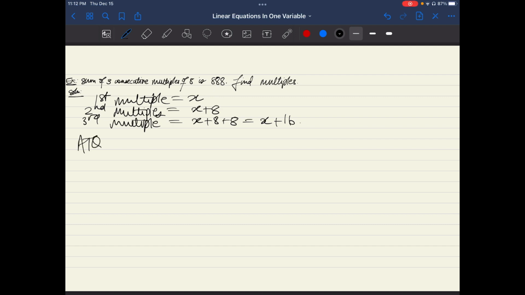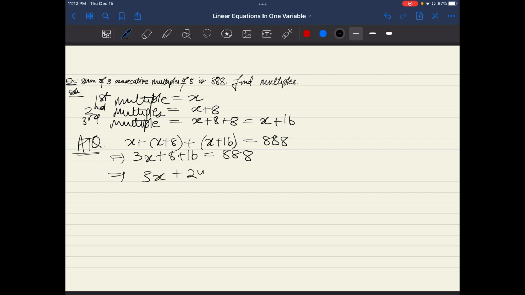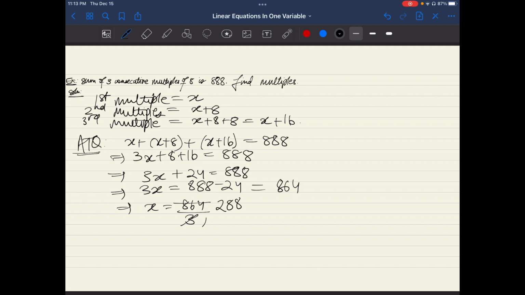Therefore, according to the question, we have x plus x plus 8 plus x plus 16 equals 888, which means 3x plus 8 plus 16 is 888, which says 3x plus 24 is 888. 3x is 888 minus 24, which is 864. And x equals 864 divided by 3, which is 288. So the value of x is 288.